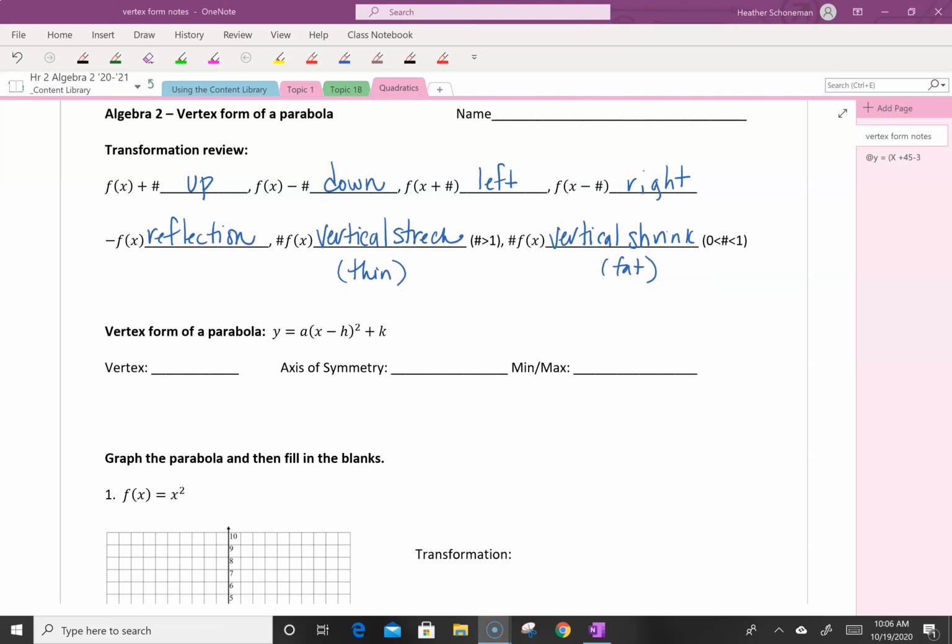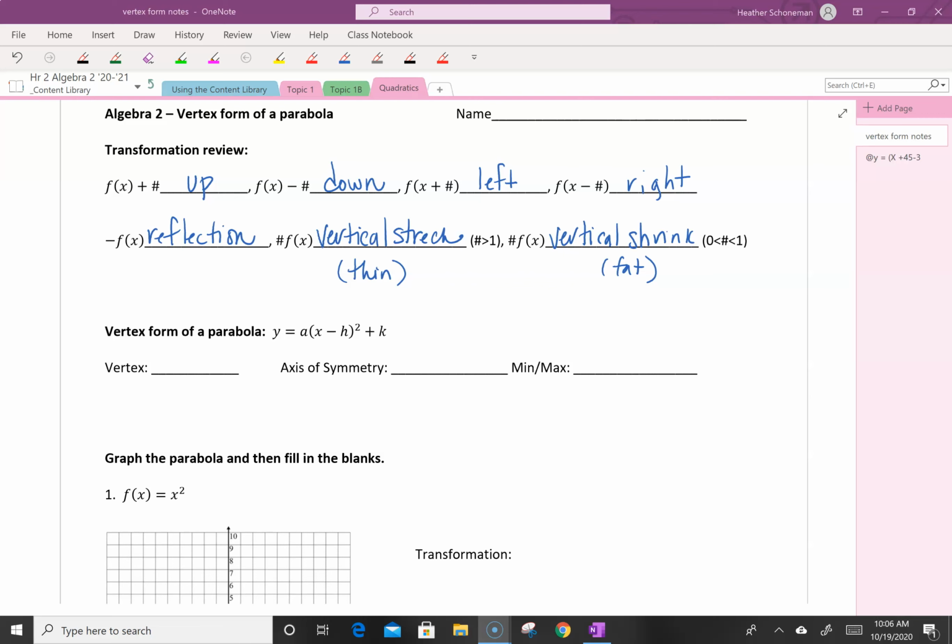Adding or subtracting a number to the end moves the graph up and down. Adding or subtracting a number inside the parentheses moves it left and right, and it's the opposite of what you think. The minus outside is a reflection and turns it upside down. If you put a number in front of the function that's greater than 1, it's a vertical stretch and it'll make it thinner. And if it's a fraction between 0 and 1, it's going to make the graph fatter.